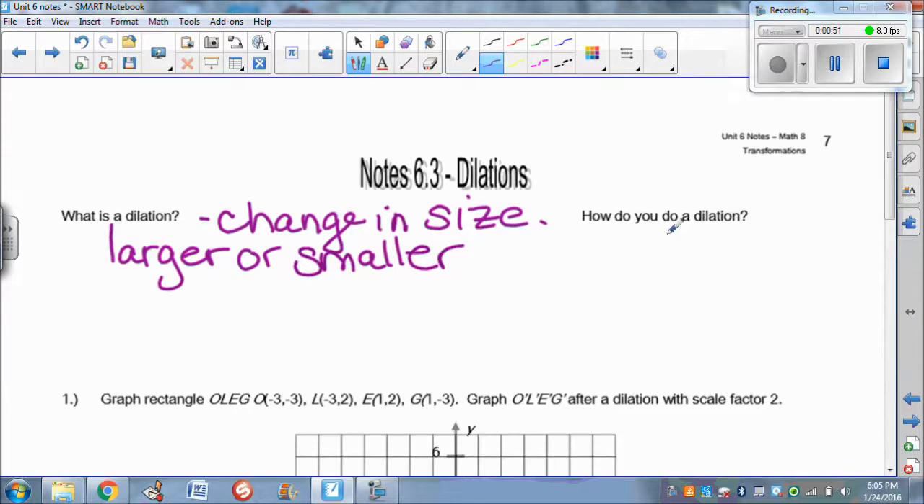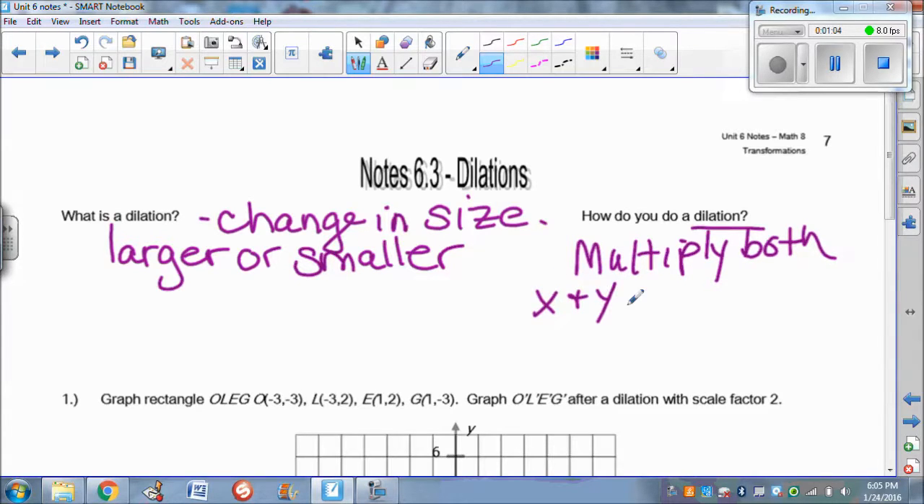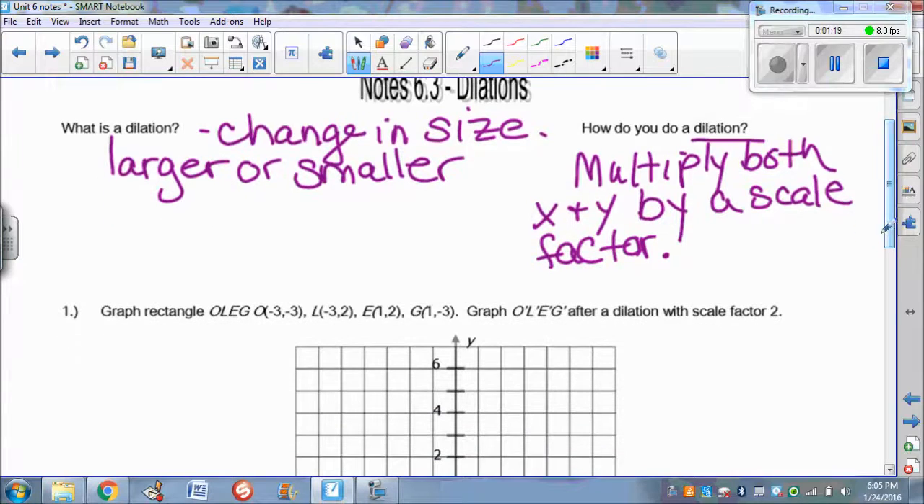So how do you do a dilation? Mathematically, we're going to multiply both x and y by a scale factor. That phrase scale factor should be familiar to you from 7th grade math. That's going to be your multiplier. Your scale factor is your multiplier. Let's see what this all means.